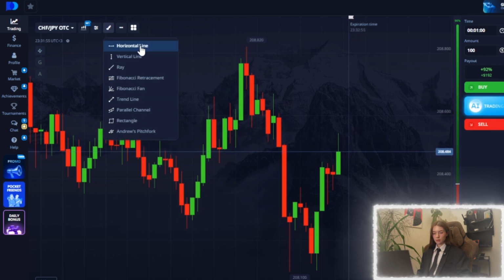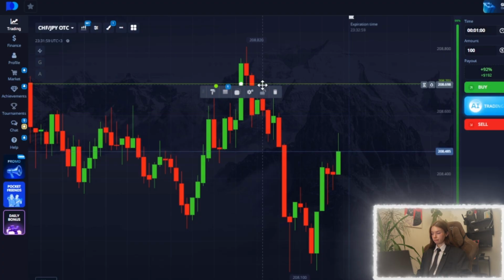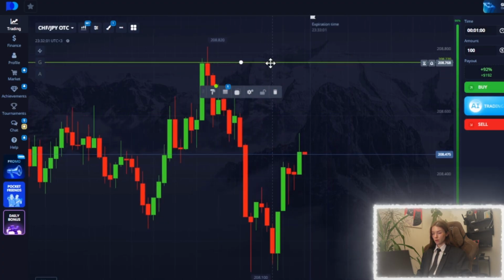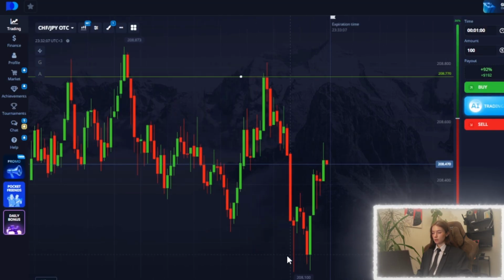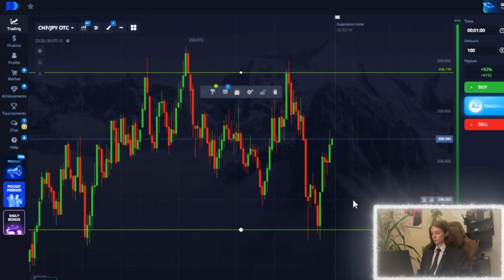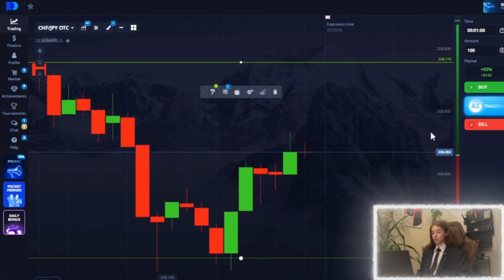We select a horizontal line. When the price reached this level, it began to fall sharply, as you can see. Let's also mark the lowest level. We see that the price reached here and even slightly lower. Again, I think I will open a buy trade here.